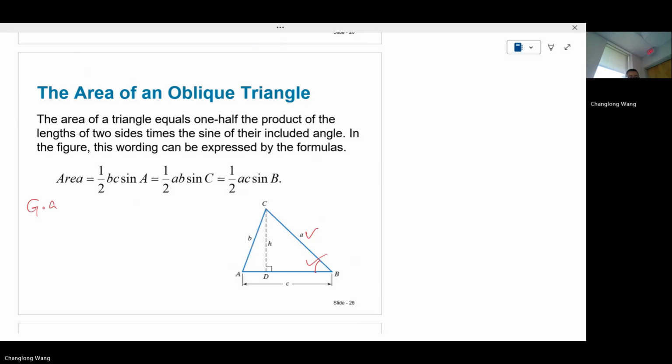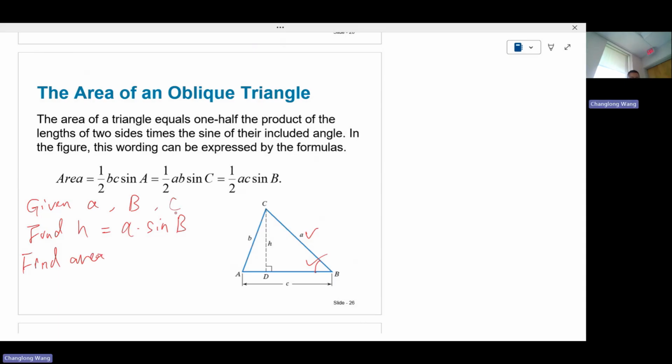Given little a and the angle B, find h. Well, it's as easy as a times sine B. Does it work? Sine B is opposite over hypotenuse. We're solving for the opposite. Therefore, it's the hypotenuse times sine B. And what about the area? Let's find the area.